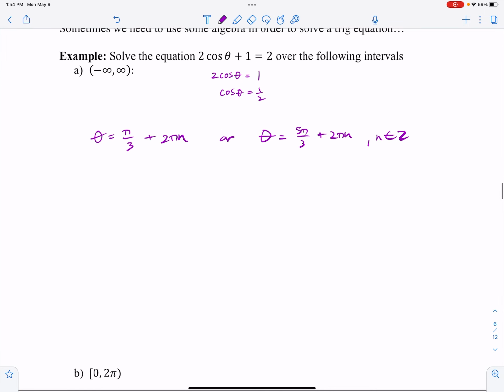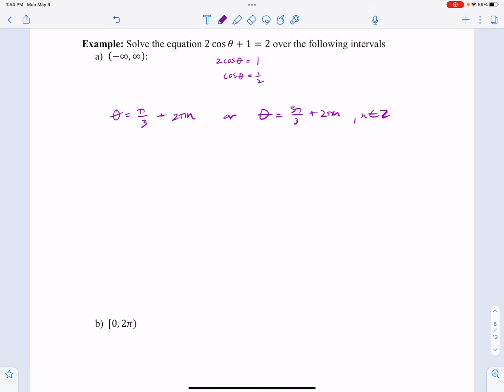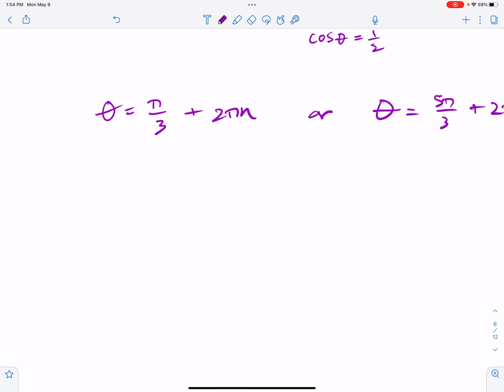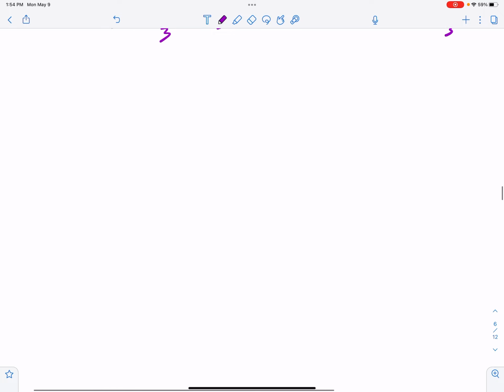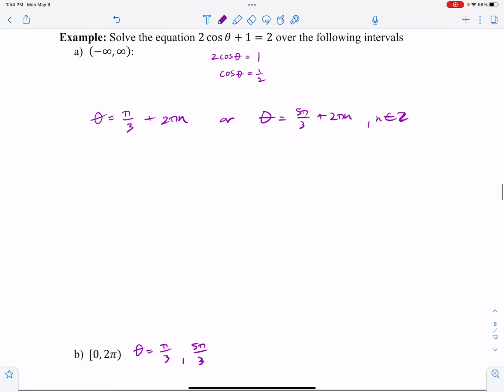So there's the general solution set, and then to come up with the solutions from 0 to 2 pi, we reference the first equation in the general solution set first. Let n equal to 0, and we'd get pi over 3. If we let n equal to 1, we'd go past the interval. And then in the second equation, we could let n equal to 0 again, and we get 5 pi over 3. That could also just be solved by inspection. Just looking at the equation and going, well, where's cosine equal to 1/2 on that interval?